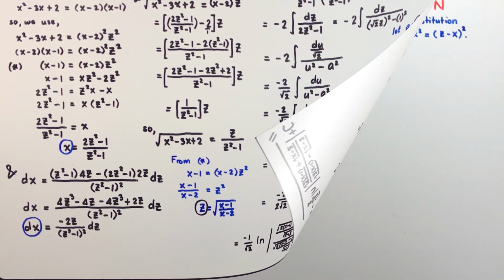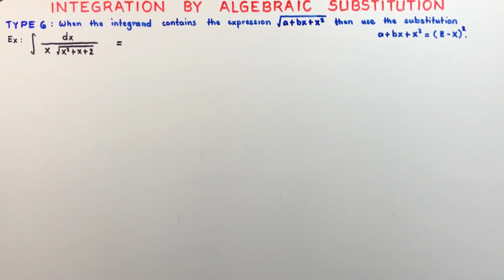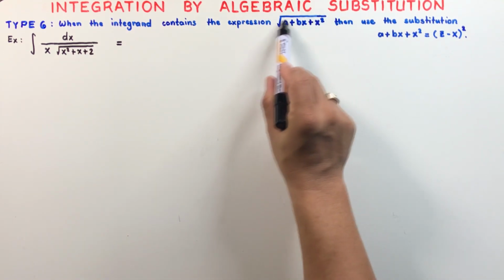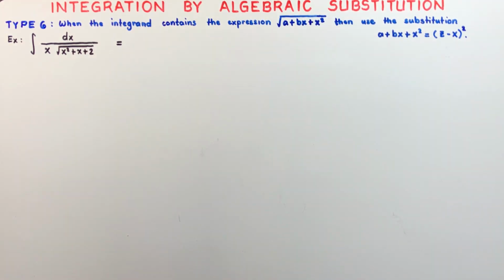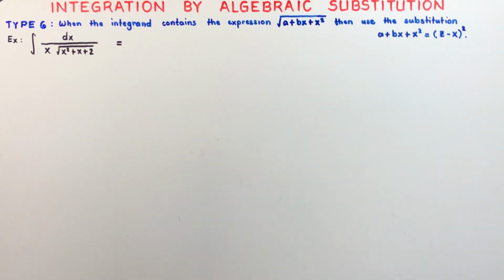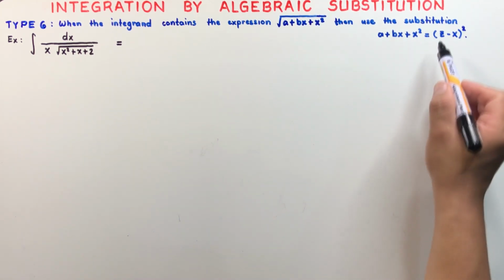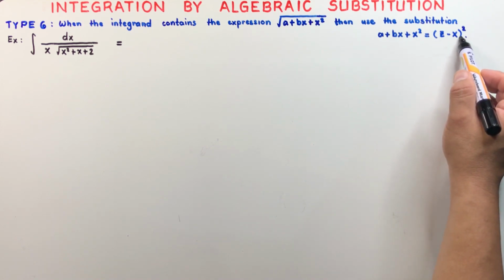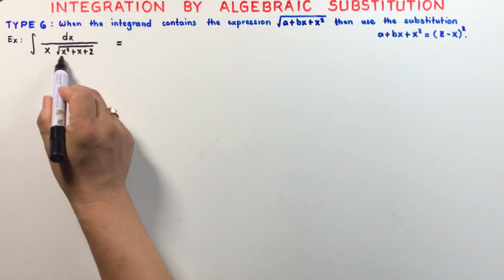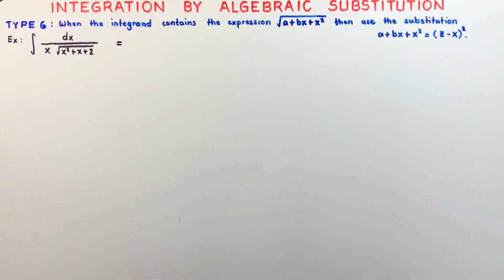Now, let's proceed to type 6 here. When the integrand contains this expression, the square root of this quadratic expression, then we use the substitution a plus bx plus x squared, our quadratic, to be equal to z minus x quantity squared. And we use this type of integration by algebraic substitution when this quadratic is not factorable to two linear factors.